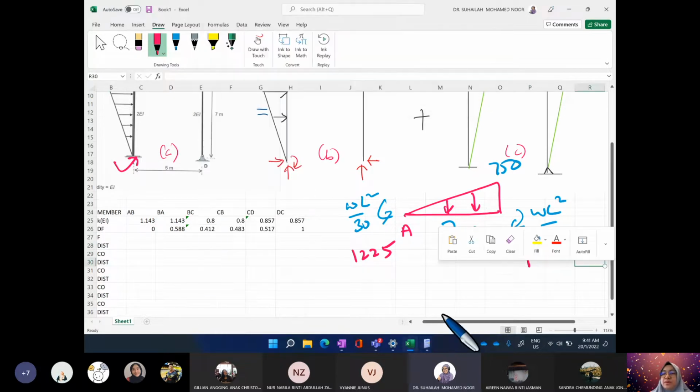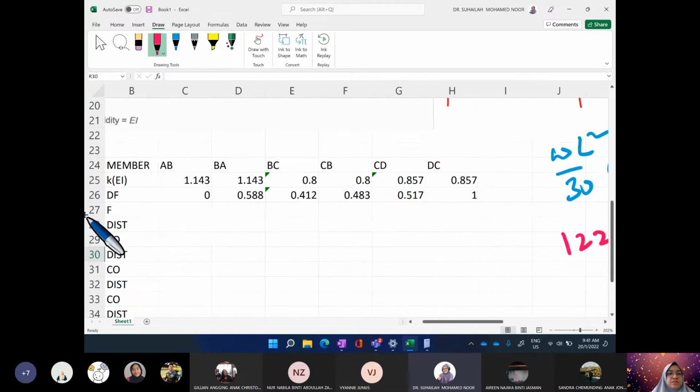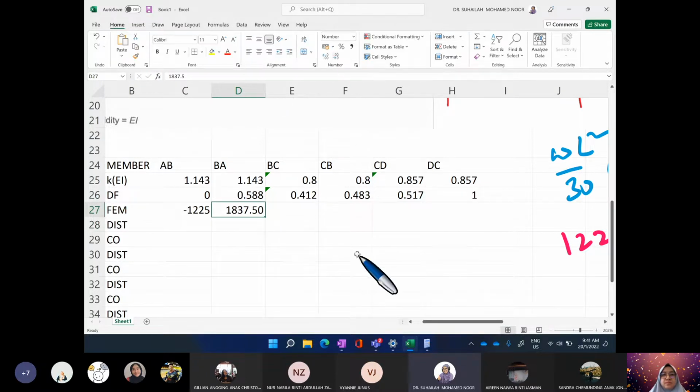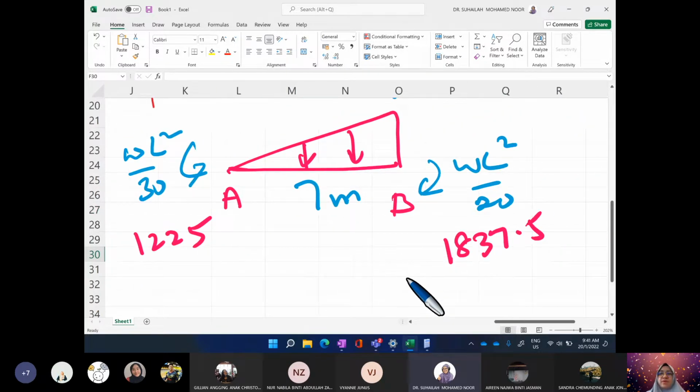This is 1837.5. So for FEM, it is negative 1225 and 1837.5.